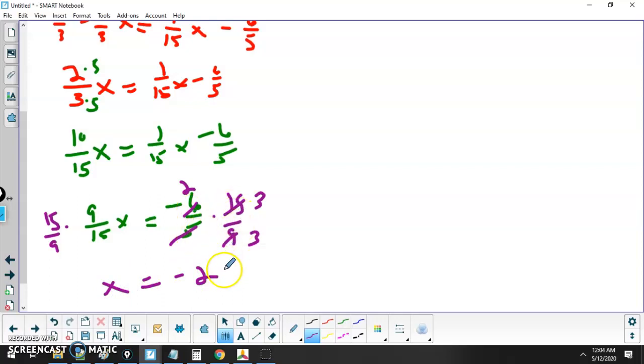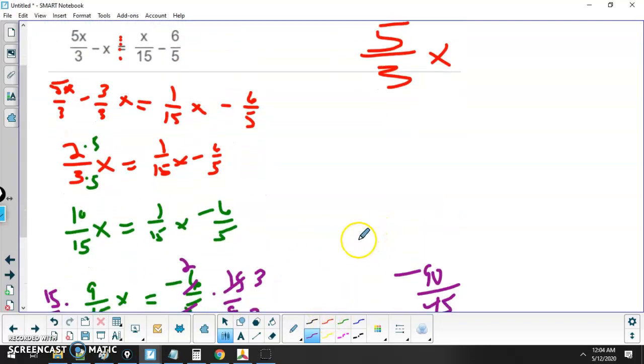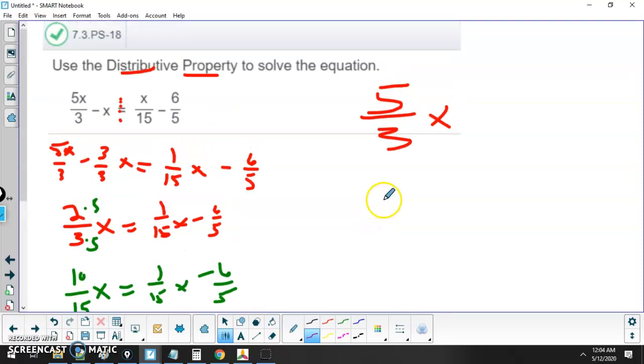You could have multiplied straight across. You would have gotten negative 90 over 45 if you would not have canceled anything, and that reduces to negative 2 as well. So this is kind of hard, this way to do it. The other way is a little tricky, but I think it's easier once you get the trick down.